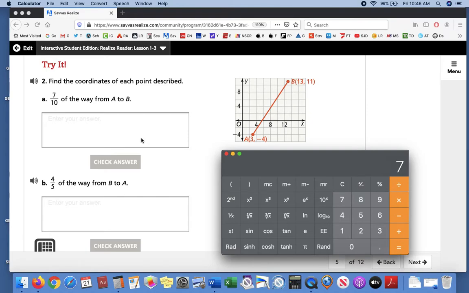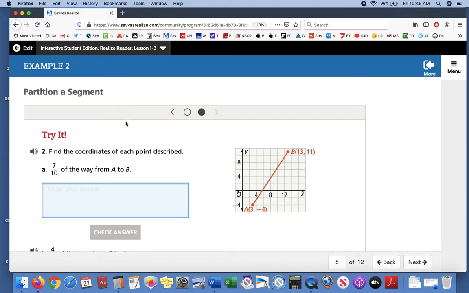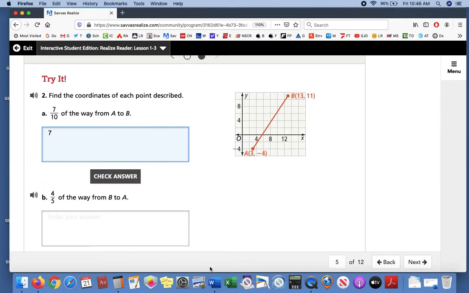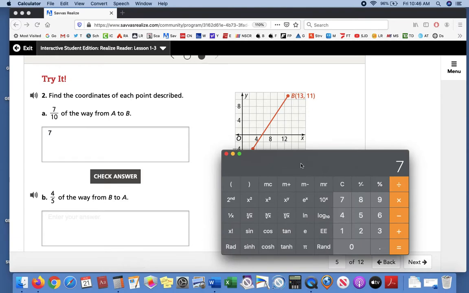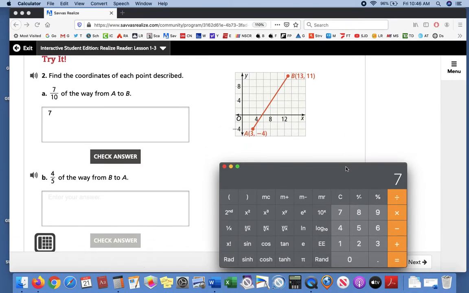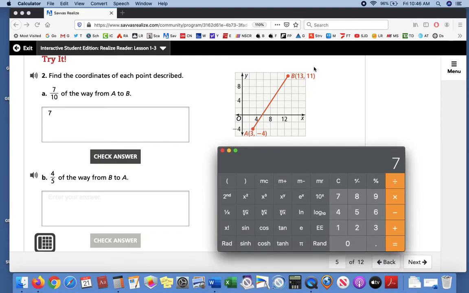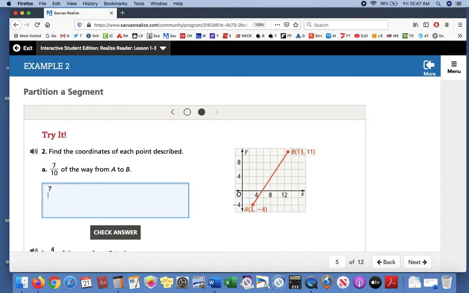So I have 7. I have to remember that number. Let me put it in here, even though it's not my final answer. I'm going to put in 7. That's what I need to add to the x coordinate. All right, now for the y coordinate, -4 to 11. So I want to find out how far apart they are. 11 minus negative 4 is 15. So it's 15 units for the whole way, but I want to go 7/10 of the way. So I'm going to take 15 times 7 and divide by 10. That's 10.5. So the numbers I need to add are 7 and 10.5.